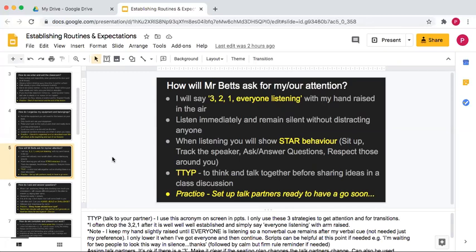I also talk about this STAR behavior. So when everyone is listening, this is a Teach Like a Champion strategy. Very simple. I really like the acronym. It's about sitting up. We don't want heads on desks. We track the speaker, ask and answer questions, respect those around you. I like track the speaker.